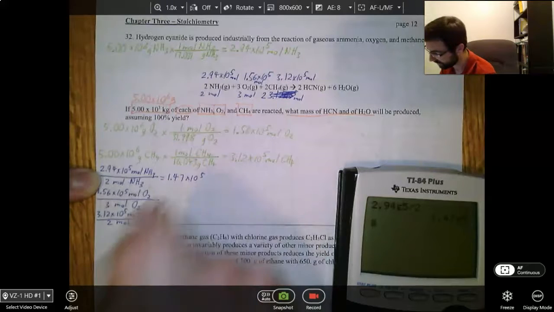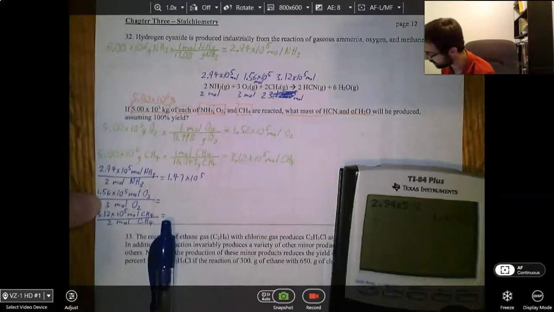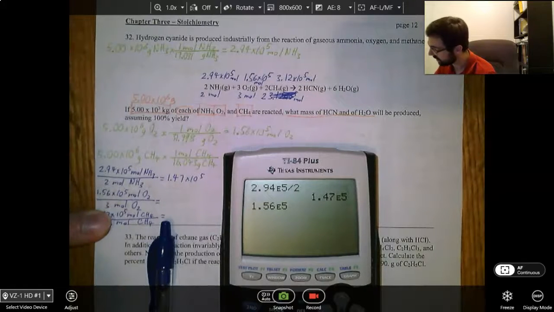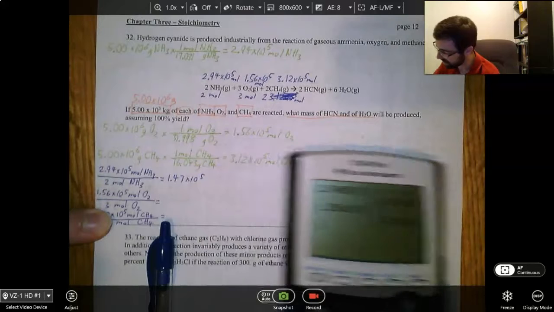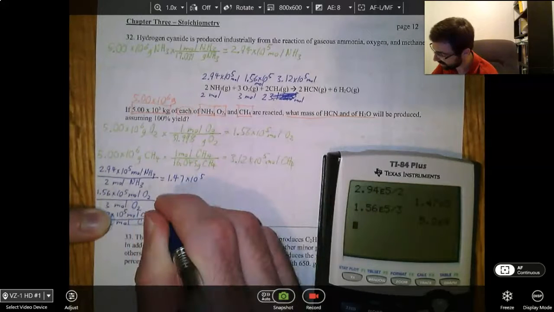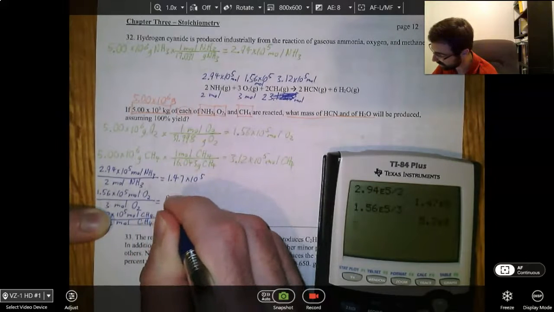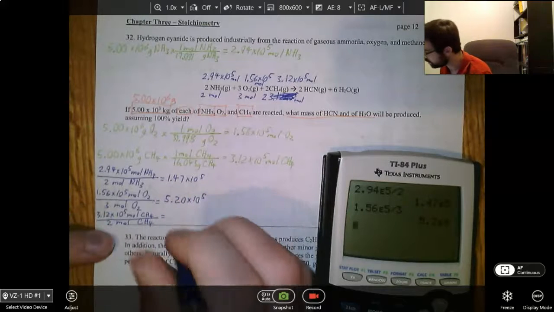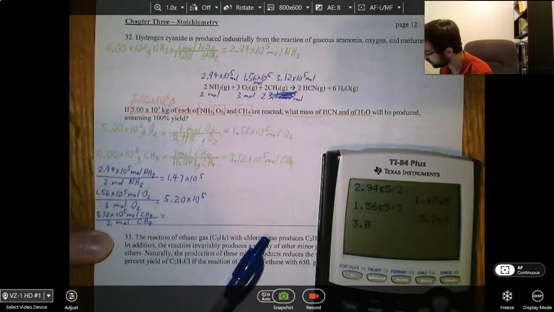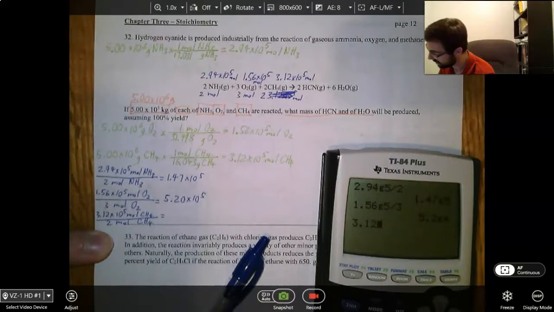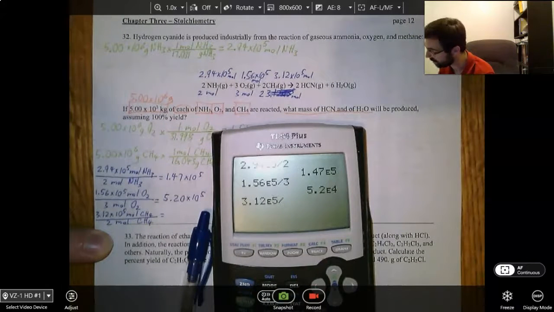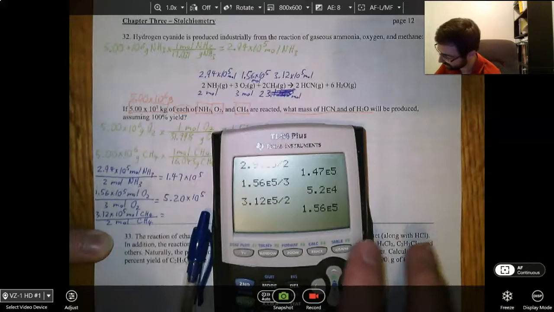No units needed. Okay, now I have 1.56 times 10 to the 5th over 3. We get 5.2, keep it 3 sig figs, we're going to say 5.20 times 10 to the 5th, no units. 3.12 times 10 to the 5th over 2, and I'm going to get 1.56 times 10 to the 5th.